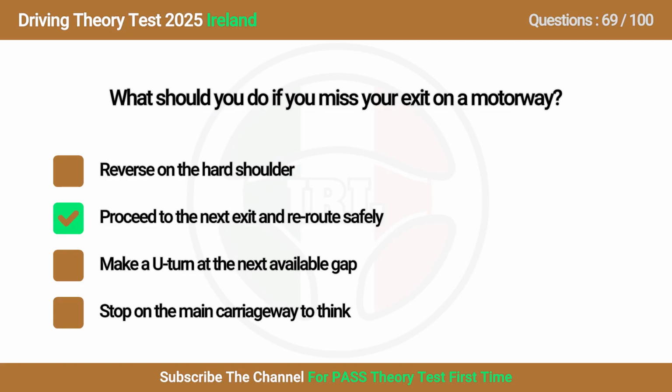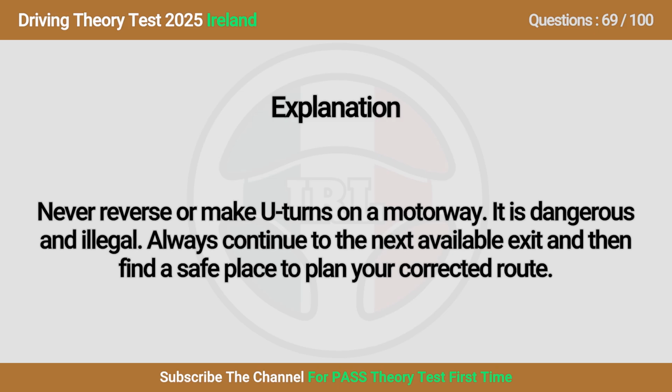Answer is B. Proceed to the next exit and exit safely. Never reverse or make U-turns on a motorway. It is dangerous and illegal. Always continue to the next available exit and then find a safe place to plan your corrected route.